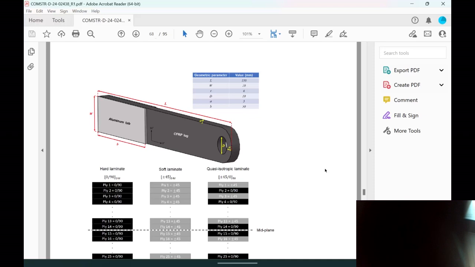We've shown different layups. We call it hard laminates, which is 0. As I said, it's a cross ply: 0/90, as you can see. 0/90, 0/90, 0/90, and then the midplane 0/90 and all of that. Okay, that's a cross ply.